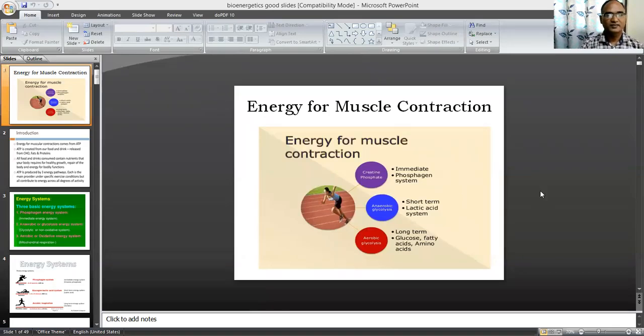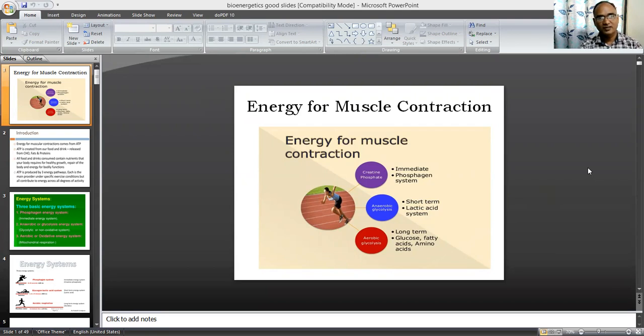Dear student, today we are going to discuss energy for muscular contraction. After muscular contraction, there are many processes carried out within the muscle. So the actin and myosin cross each other and make a muscular contraction.